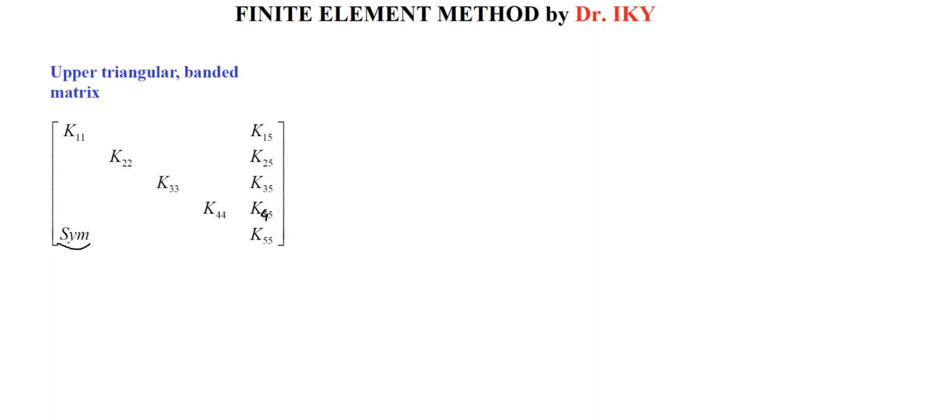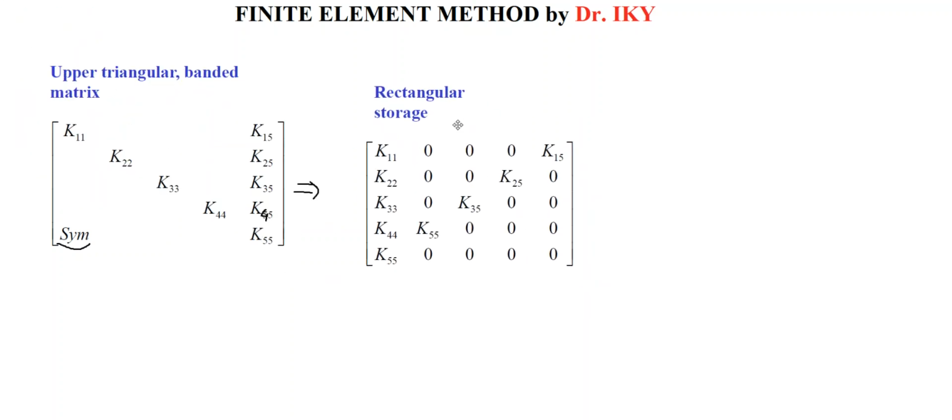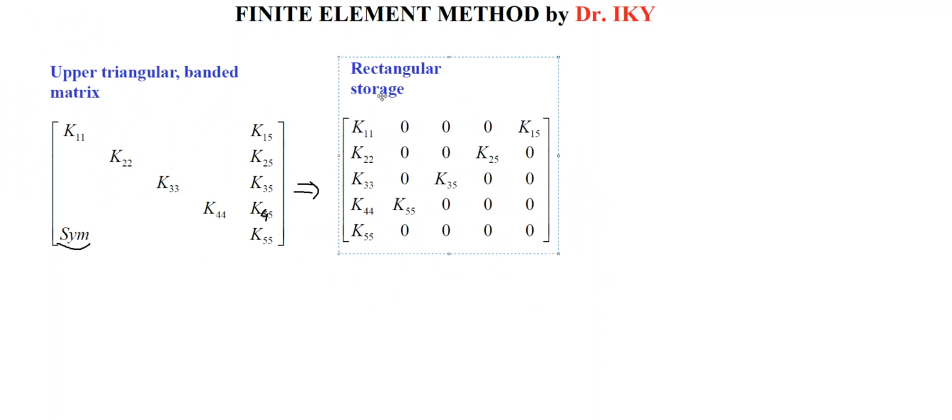We have got an initial definition for these types of matrices. The initial definition is called rectangular storage. If you choose a rectangular storage scheme, the computer is going to change your matrix into this. Let me draw it for you. The computer will change it into a scheme something like that. Yes, this is called rectangular storage.